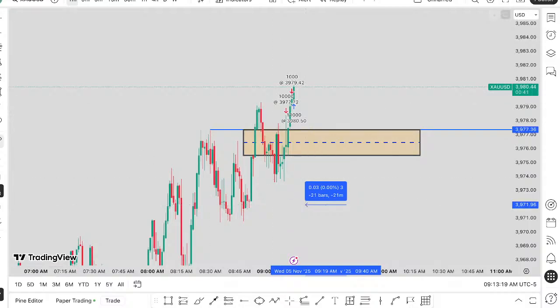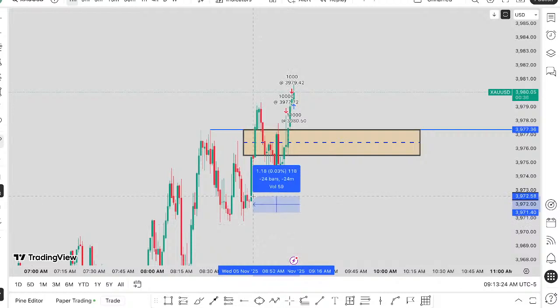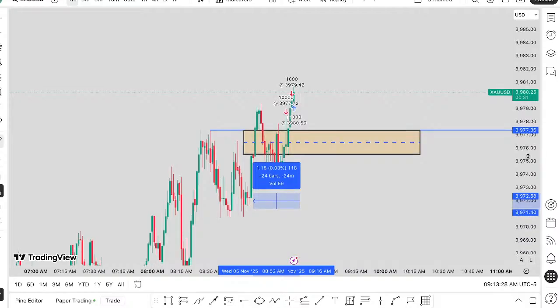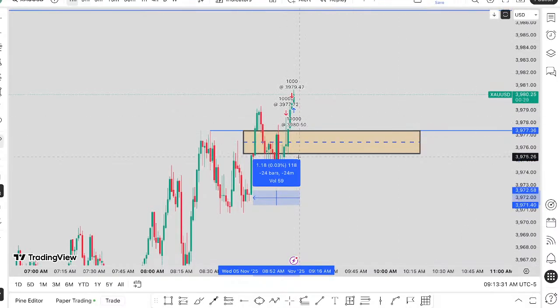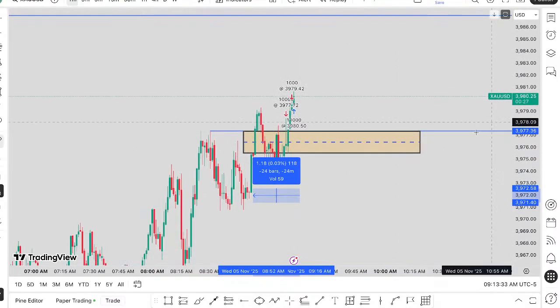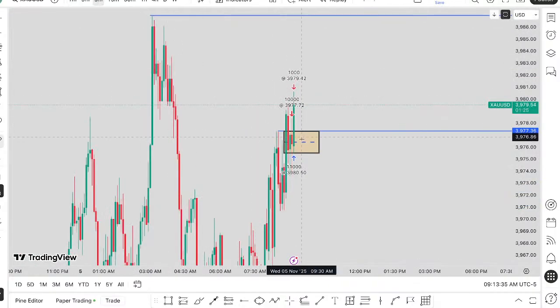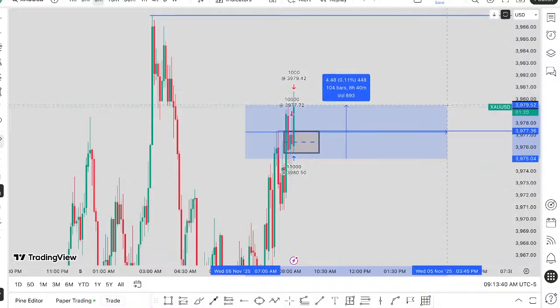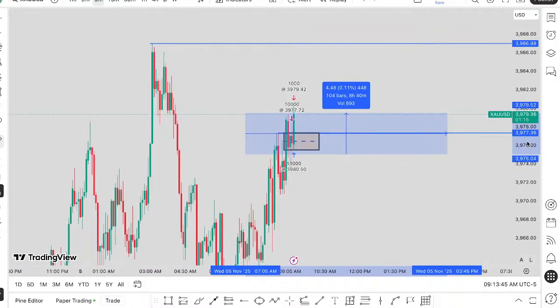Okay, that was a stop out. Really, really good stop out. That's still the inversion. Overall, we are bullish here. Prices will go above 3,986. That's the premise where it should go for this week.